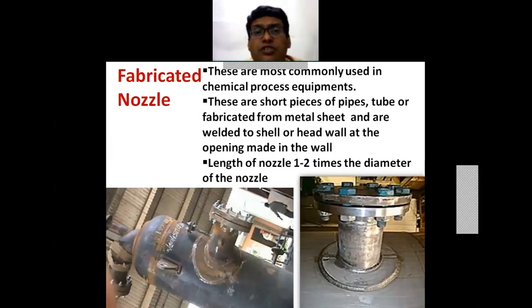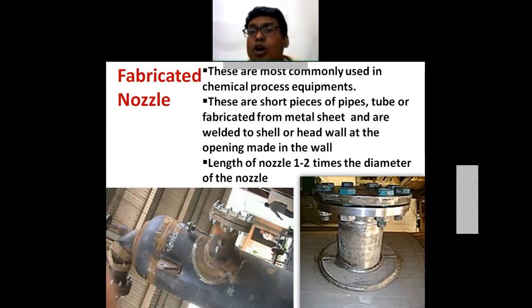Then next is fabricated nozzles. These are the most commonly used in our chemical process equipments. These are the short pipes, pieces of pipes. That is the major difference between the forged nozzle and the fabricated nozzle. Fabricated nozzles are basically pipes.